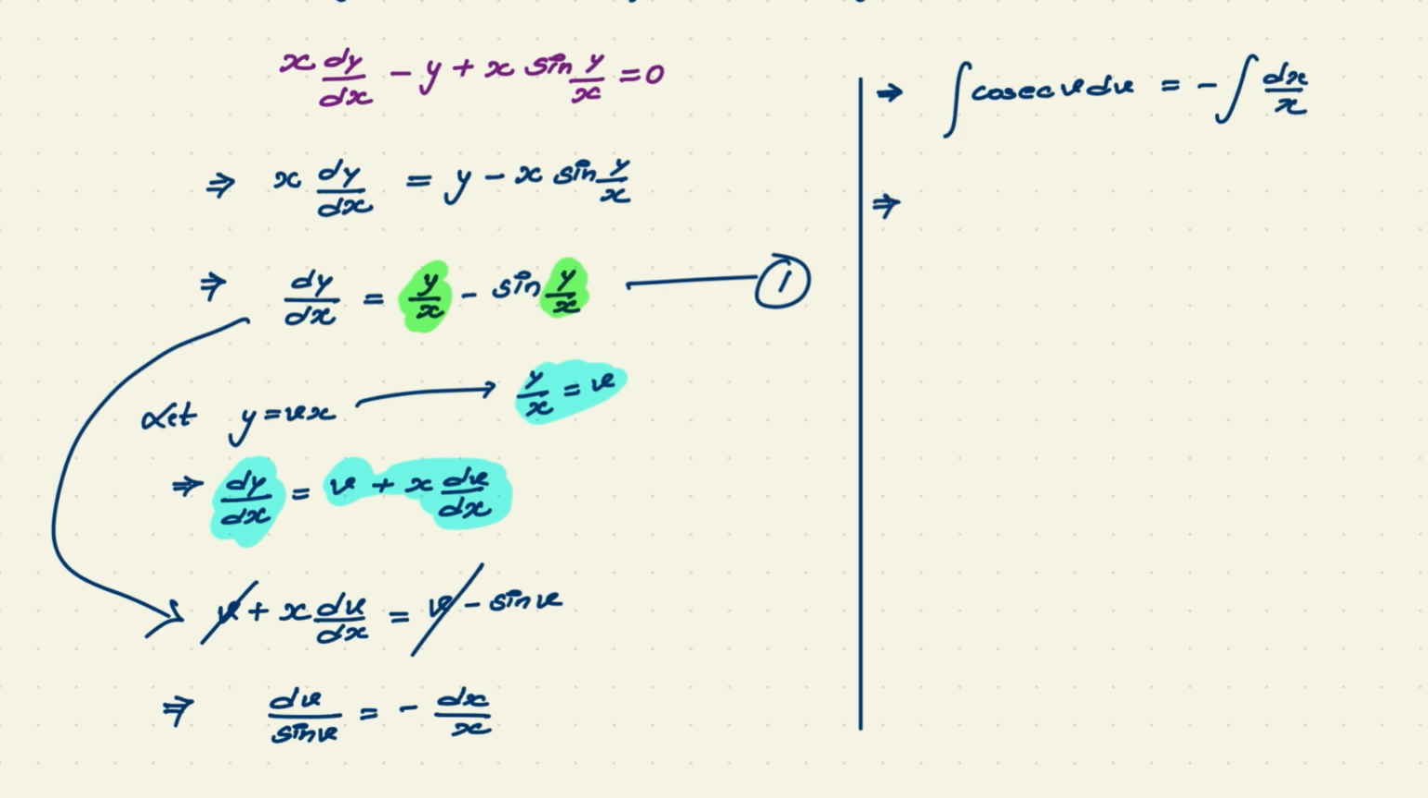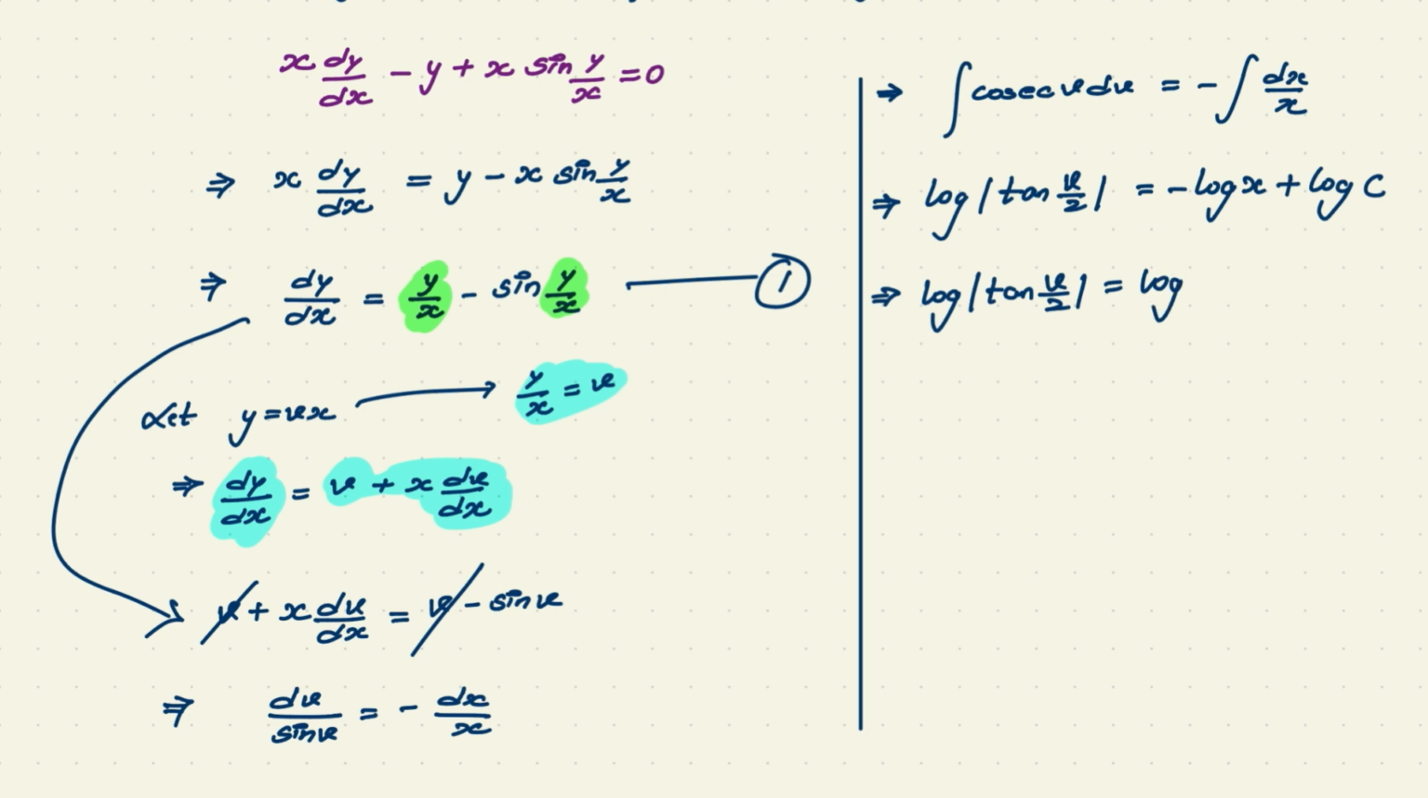So the integration of cosec v dv, we have more than one formula, but here we will be using that the integration of cosec v dv is log of tan of v by 2 equals to minus log of x, and adding constant of integration, that is log of c. So this implies log of tan of v by 2 equals to log of c minus log of x is log of c upon x.